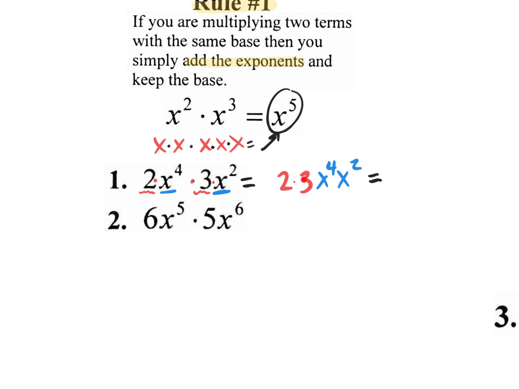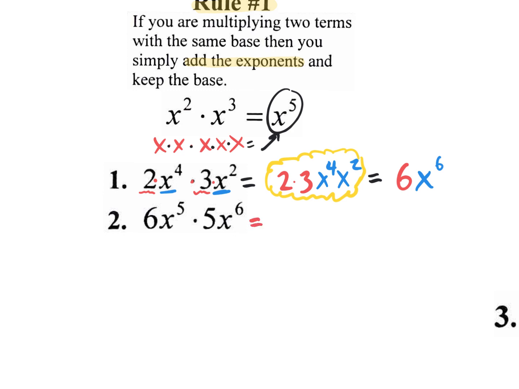And of course, 2 times 3 is what? Those are not exponents, those are just numbers. What's 2 times 3? 6. Now you could do rule 1, x to the fourth times x to the second. What do you get? X to the sixth, because rule 1 says if you're multiplying with the same base, add exponents. I would not even actually show this process normally. I would just do this in my head. I would say, okay, 2 times 3 gives me 6, and x to the fourth and x to the second gives me x to the sixth, because you add those exponents. What would the answer to number 2 be? Anybody?